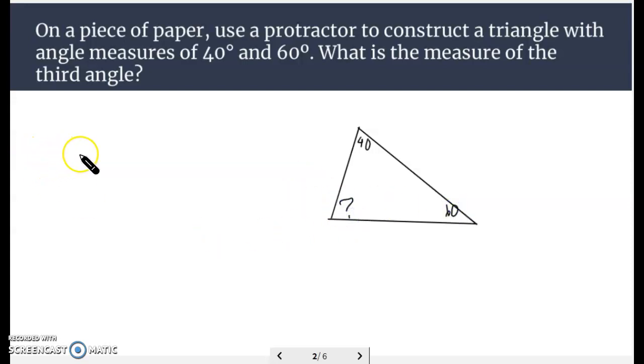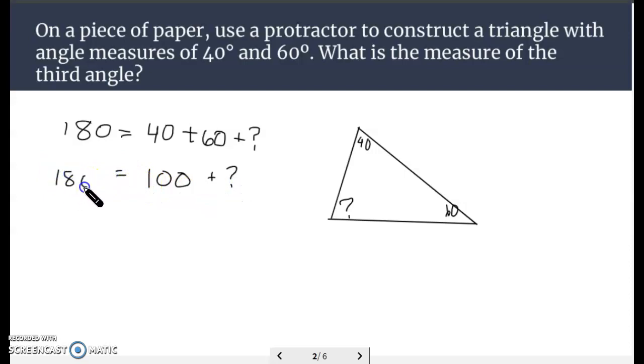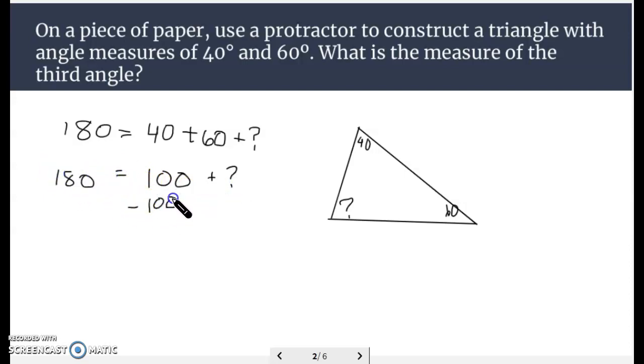Well, remember the sum of angles of a triangle has to add up to 180. 180 has to equal the sum of 40 plus 60 plus this unknown angle. We'll just leave it as a question mark. 40 and 60 add up to 100. And then if we take away 100 from both sides, we get 80. So our missing angle is 80 degrees.